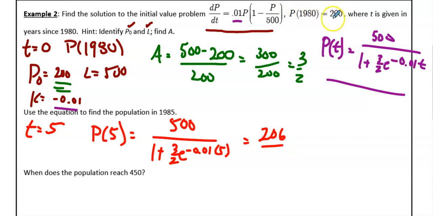So the population in 1980 is 200. This is probably maybe in millions. And now this is going to be 206, again, probably in millions.